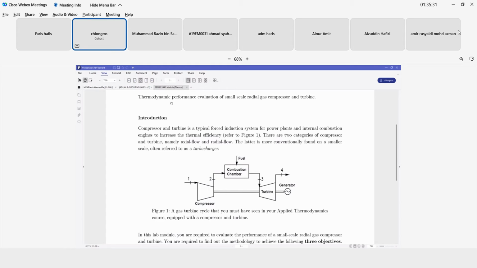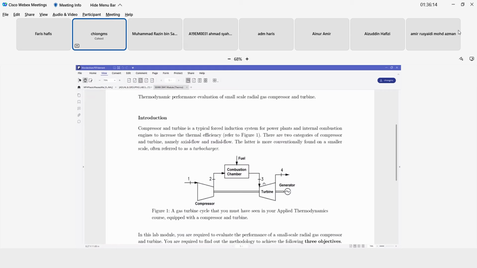Okay, and these two components, if we are going to put it in introduction form, are a typical forced induction system. So it supplies air flow to a power plant and also an internal combustion engine for combustion. So the combustion chamber obviously is to combust, to produce power. Same goes for an internal combustion engine, just like the engine in your car. So the compressor is a device used to supply air. It's powered by the turbine, as you learned in your applied thermal.